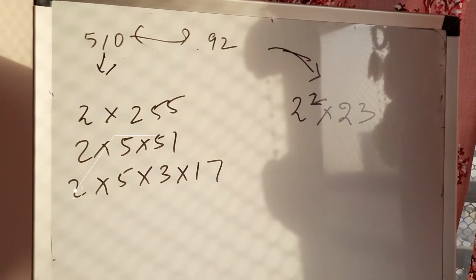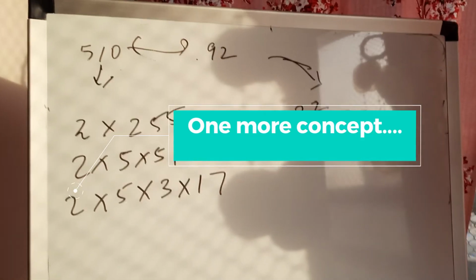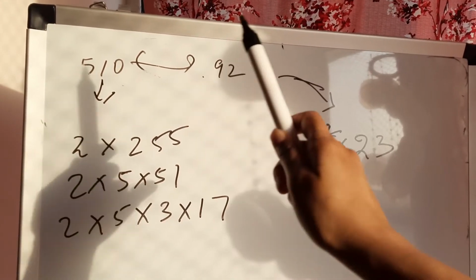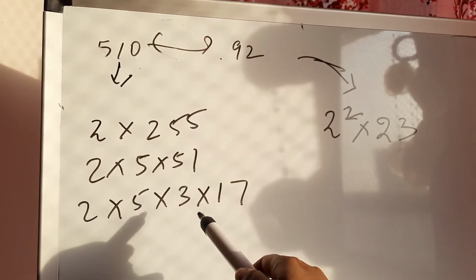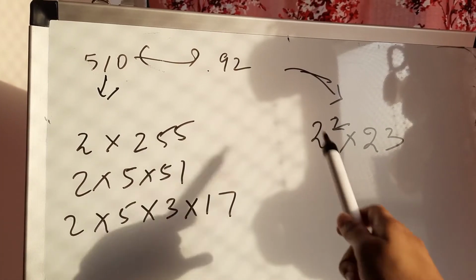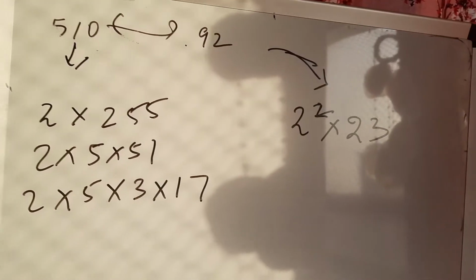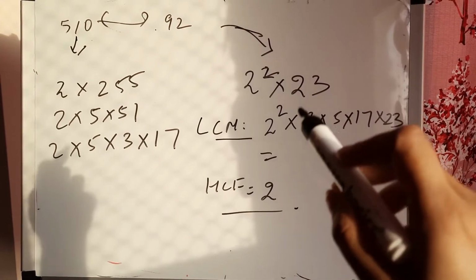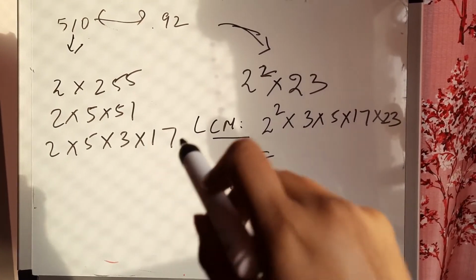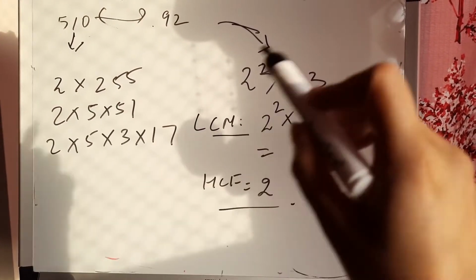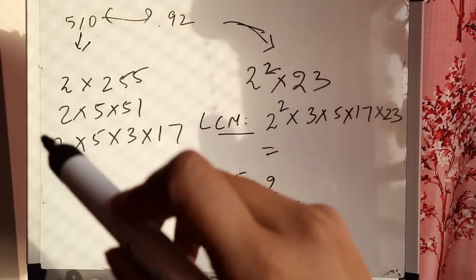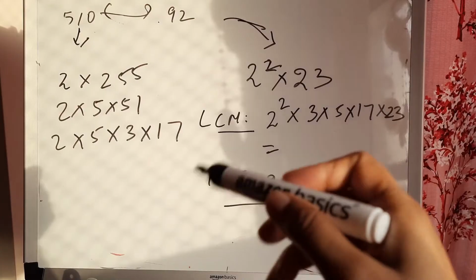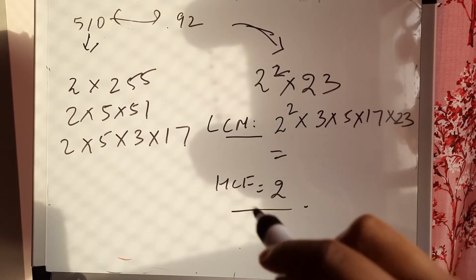So this concept was left in the exercise that we were doing. So 510 and 92, these are the factors, how I have taken out, right? So these are the factors. So what would the LCM be? We will consider each of the factors and the highest power here. So 2 square is the highest power: 2 square, 3, 5, 17 and 23. So this is the LCM, and the HCF would be 2.